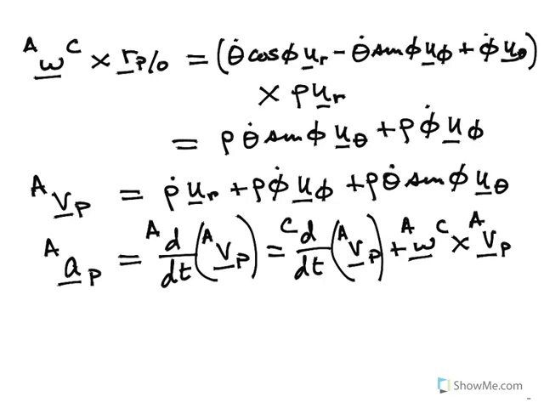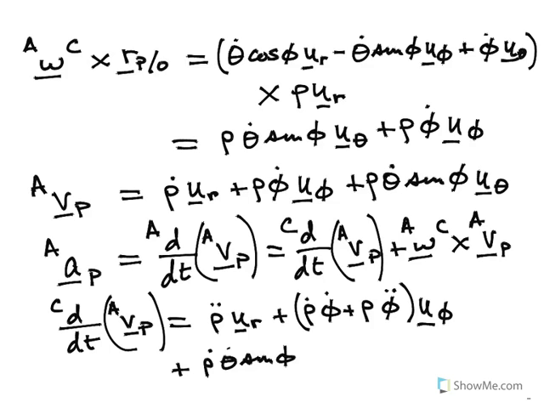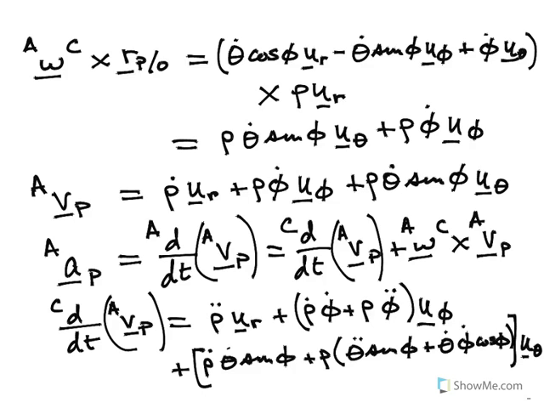So the first one is going to be d dt in C of VPA. What does this give me? This gives me rho double dot UR plus rho dot phi dot plus rho phi double dot times U sub phi. And then I have plus, I've got rho dot theta dot sine phi plus rho times theta double dot sine phi plus theta dot phi dot cosine phi, the whole thing times U sub theta.